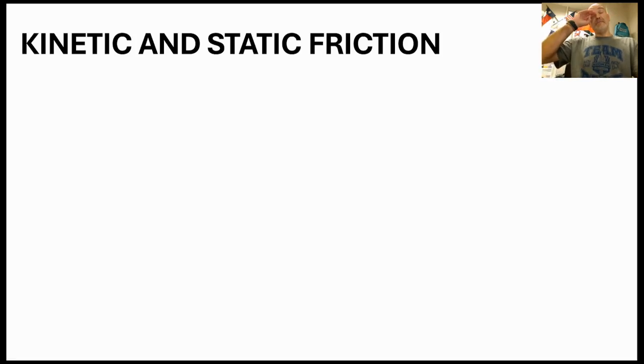This is the big one, I would say, almost in this unit. This is kinetic and static friction, so this is topic 2.7. There are a lot of little moving parts in this section. Up until this point, we made the assumption that there was no friction involved in our problems. Now we're going to look at what happens when we do have friction involved.